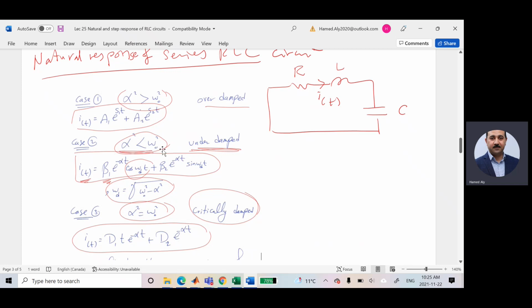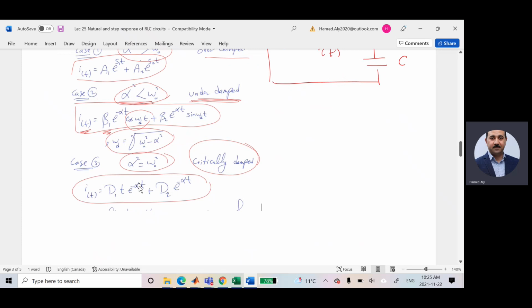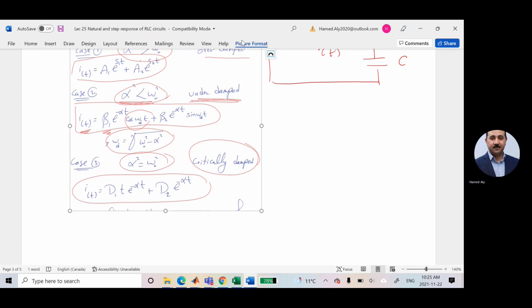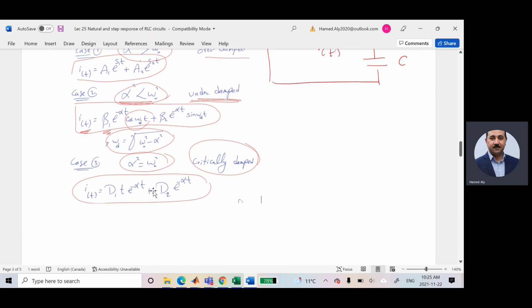Case 2: if alpha square is less than omega square, it's underdamped, and i of t is equal to beta 1 times e to the power negative alpha t times cosine omega dt plus beta 2 times e to the power negative alpha t times sine omega dt. And case 3: if alpha is equal to omega, then i of t is equal to d1 times t times e to the power negative alpha t plus d2 times e to the power negative alpha t.